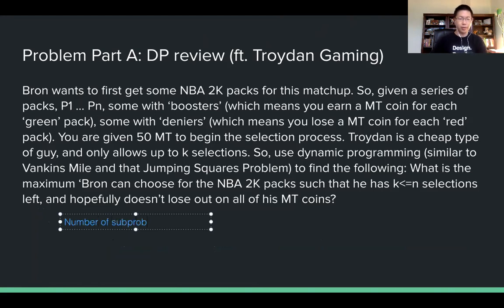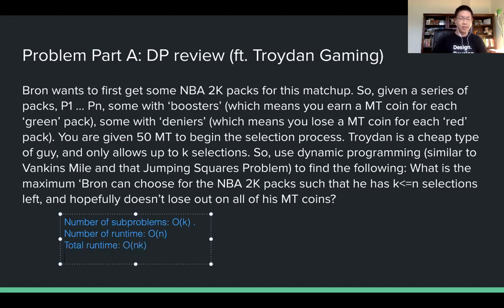This is pretty straightforward. You have up to K choices. You have up to K packs, K selections. So that's the number of subproblems, up to K times. All right, runtime for recursion. Since you're basically choosing between packs, yes or no, it is essentially a linear search. So O(N), so total runtime is going to be O(NK).